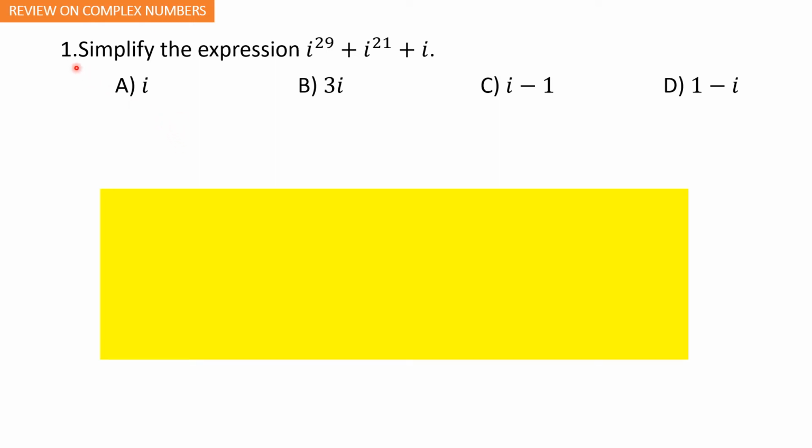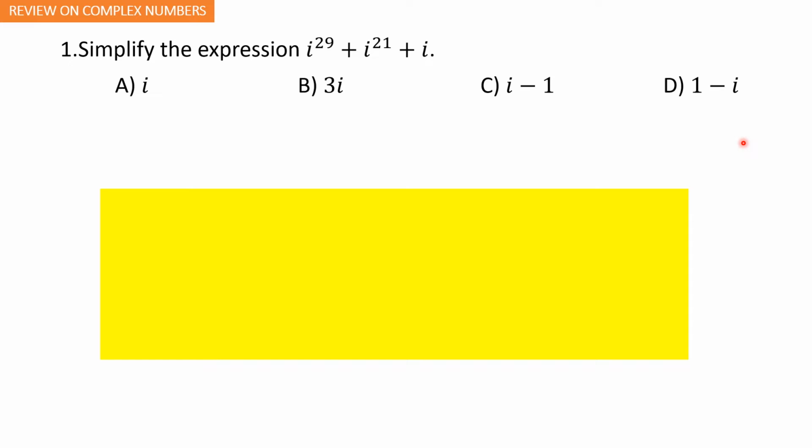Today, let us review complex numbers. Okay, so we have here the first item. Simplify the expression i to the 29 plus i to the 21st plus i. Given options, we have A, i, B is 3i, C is i minus 1, D is 1 minus i. So, pwede nyong i-pause and then try to answer.